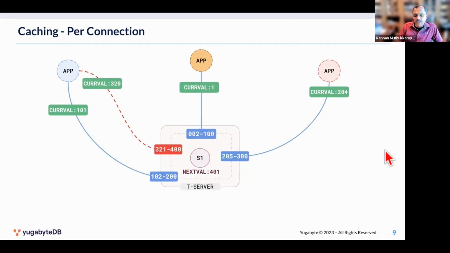However, like Prem points out, if you gave a connection 100 numbers and it didn't end up using all the numbers, then you end up throwing away some unused numbers. And this may not be a big deal in practice because the sequence space is a big int, kind of like 2 to the power 64 or something. So there's plenty of numbers, but that is the trade-off you're making here.